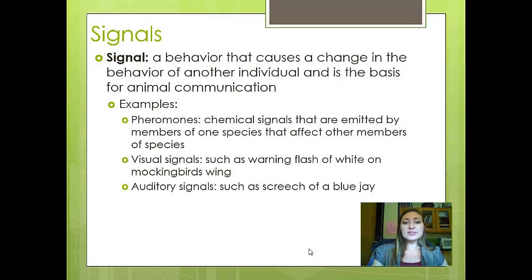Visual signals are another great way to communicate with other members of the same species. This could be a warning flash, such as the white on a mockingbird's wing. And auditory signals, such as the screech of a blue jay, these can signal to other members that there's danger nearby or whatever the case may be.